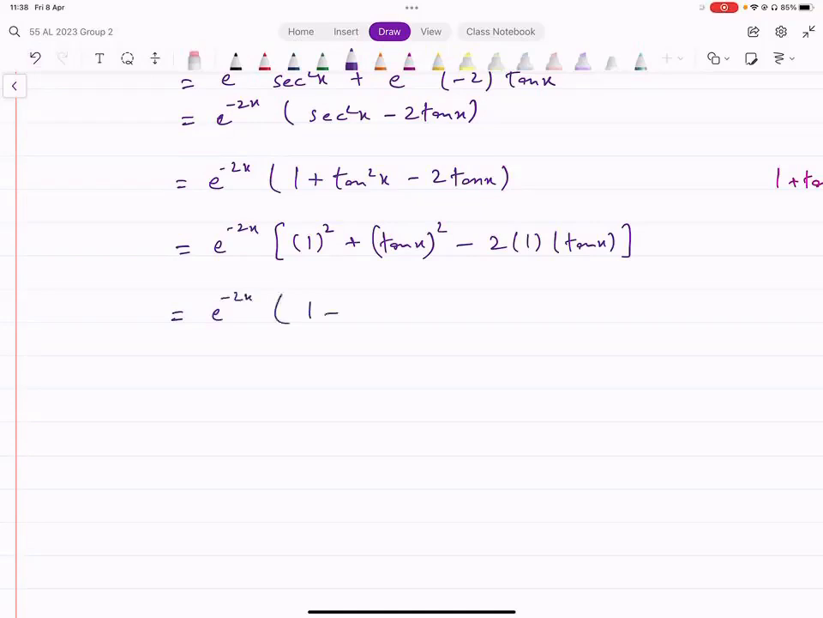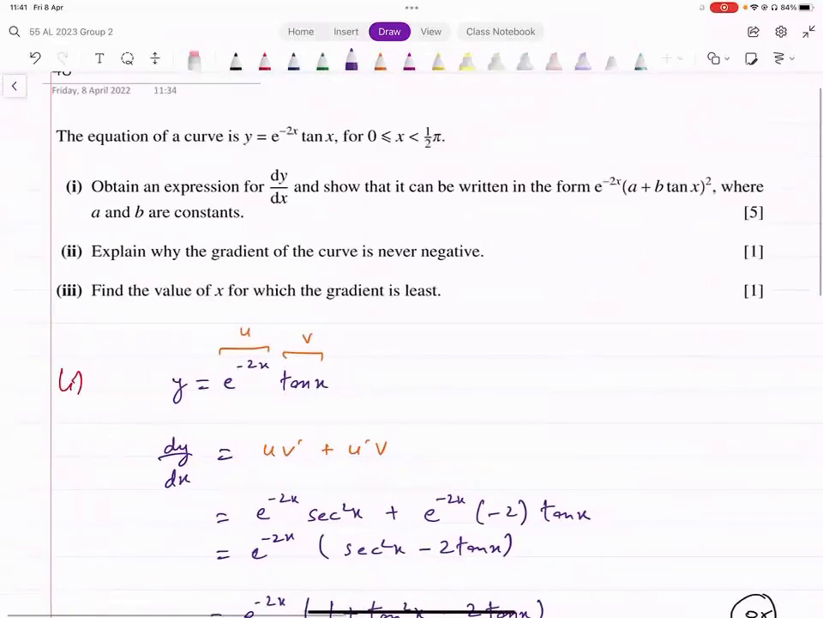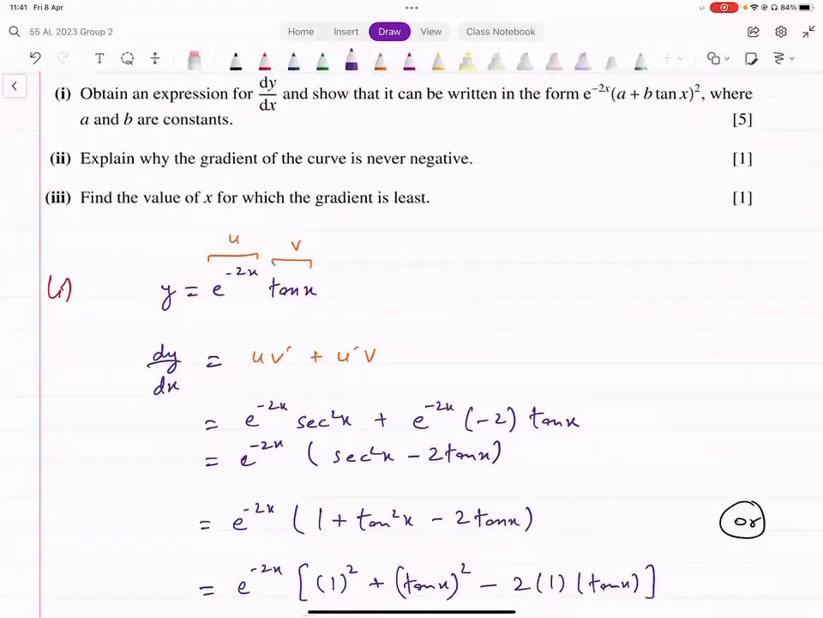1 minus tan x whole squared. ये इस फॉर्म में कन्वर्ट कर सकते हैं, ठीक है. Now the second part says, explain why the gradient of the curve is never negative.